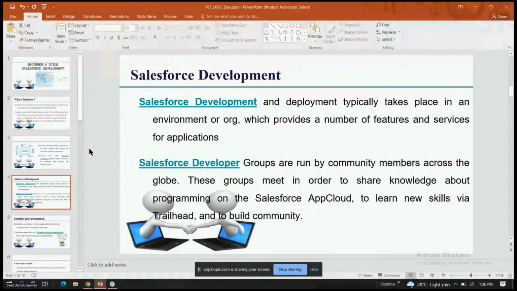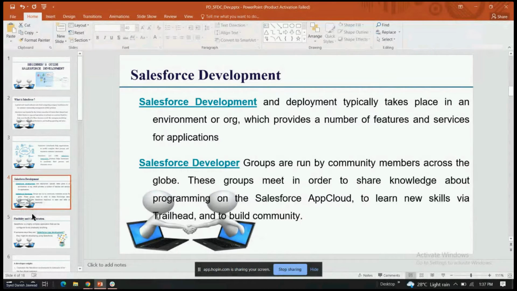Environment or org, you must be familiar with if you are working or have just started in Salesforce. It is basically each and everything that you work with in Salesforce. There are multiple groups in Salesforce, developer groups and all different types of groups, where you can communicate with the community, post your queries, and get your answers. So it's a very nice thing to go to.